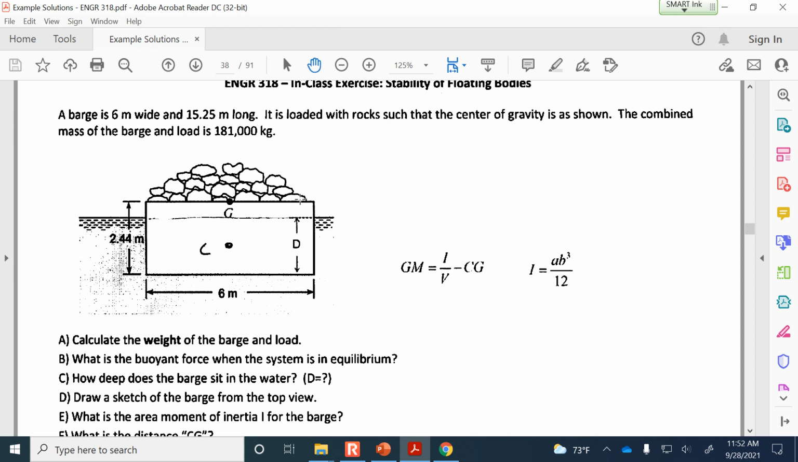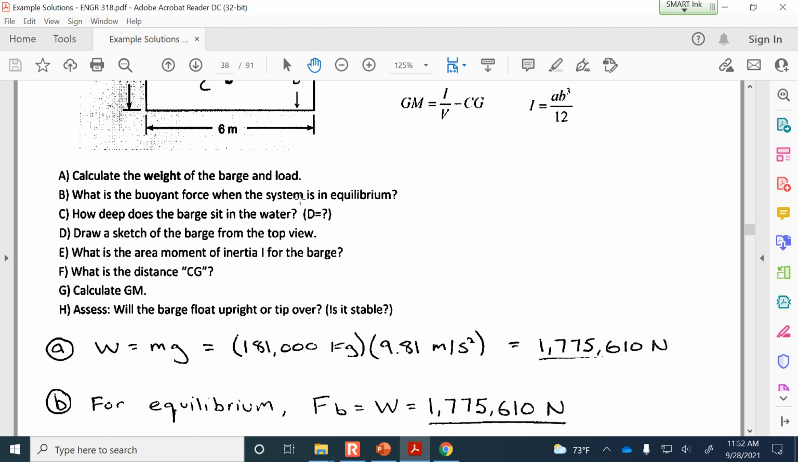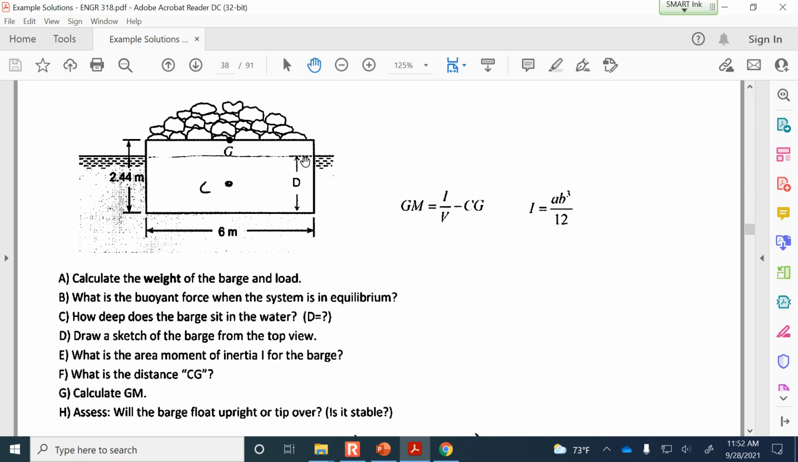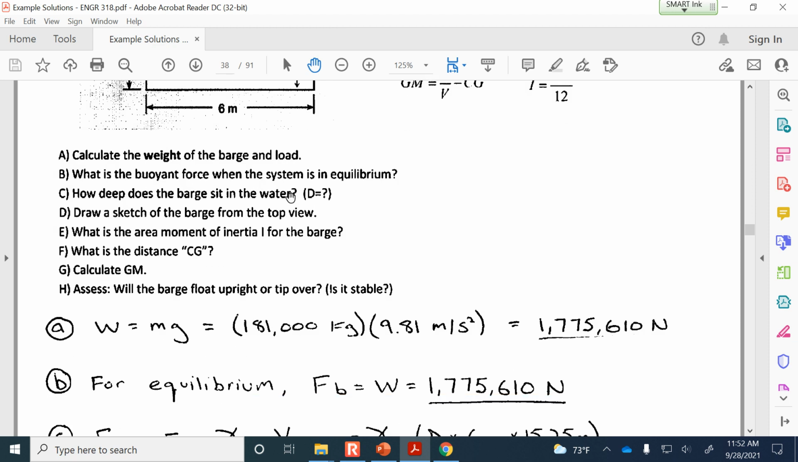All right, so let me go through these calculations and see if you're on the same page with it. To find the weight of the system, we just multiply the mass by G. So 1.7 million newtons. And when the system is in equilibrium, by definition, that means that the buoyant force is equal to the weight. So it's sitting in the water here at this depth D. When it's in equilibrium, the buoyant force and the weight are equal. And then I use that to calculate D.